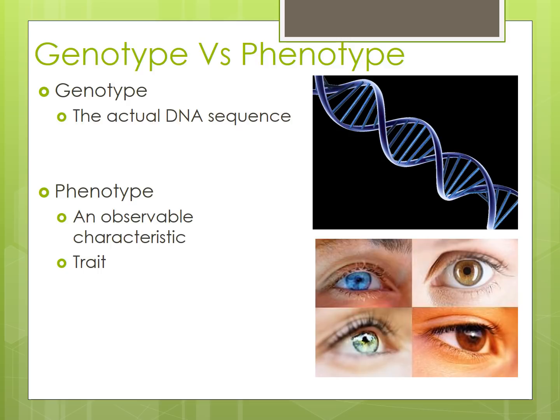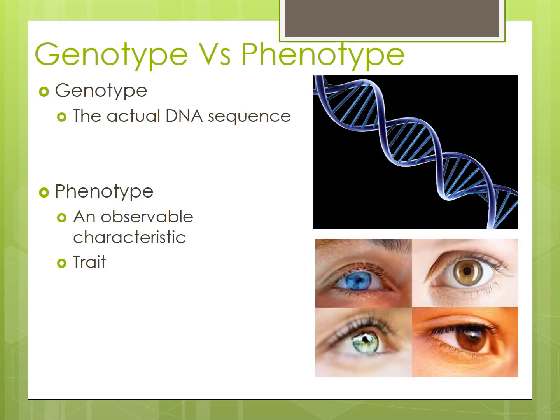Now, conversely, we have phenotypes. So phenotypes are observable characteristics. For example, here we have eye color. You can see blue, green, brown, other shades of brown. These are observable characteristics. These are phenotypes. These are things that you can physically see with the eye, or sometimes things that you can measure. We often call these things traits. So a phenotype is an observable trait.